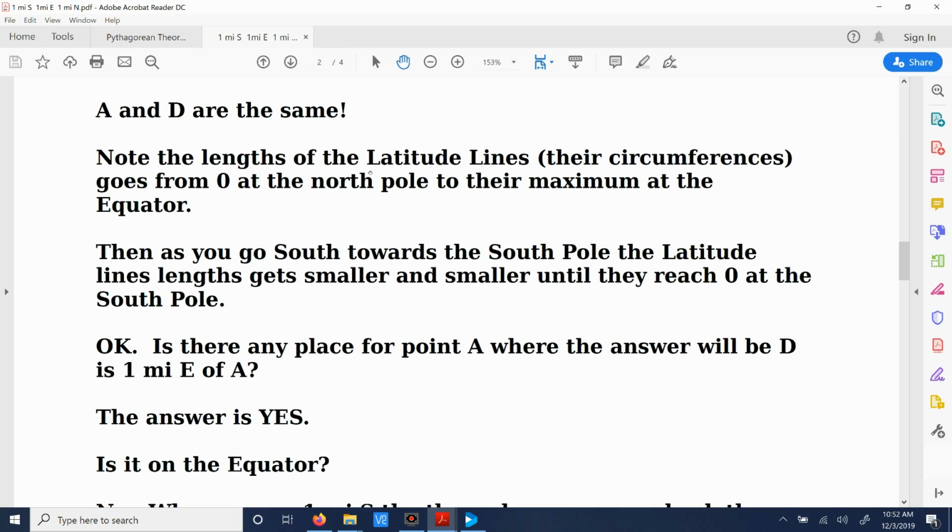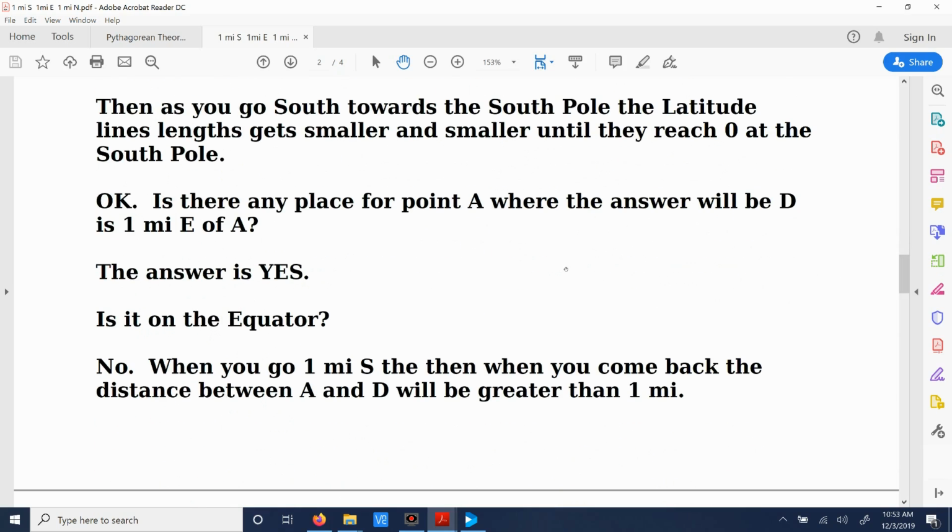Now, I pointed out in the notes that if you go from the equator to the North Pole, the latitude lines get smaller and smaller in circumference. And if you go south from the equator towards the South Pole, again, the latitude line gets smaller and smaller. So now the question that I'm going to ask you is, is there any place on Earth you can put the point where the answer is going to end up being D is exactly 1 mile east of A? Now I want you to stop and think about that. You should be able to answer this at this point in time without me telling you. I will tell you the answer is yes. So at least you know.